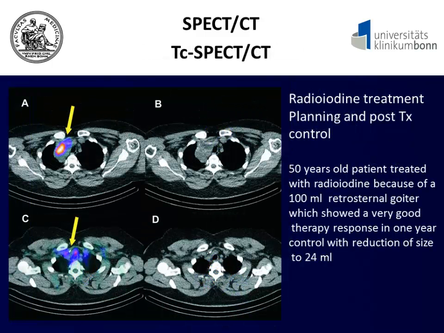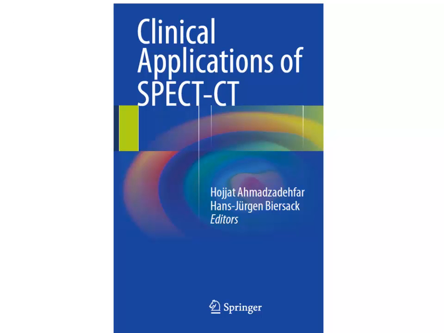Another example for treatment planning and treatment control after radioiodine therapy. Here a very large mass. This is thyroid mass in technetium SPECT CT. It was about 100 milliliters, and we performed the radioiodine treatment for this patient. And you see 1 year later, just 24 milliliters of thyroid, and it means you can control your treatment after radioiodine therapy for decreasing the size of the thyroid.